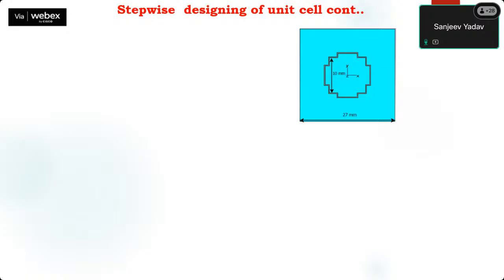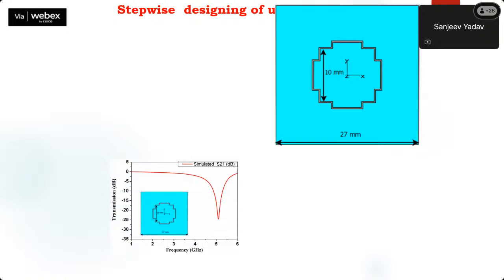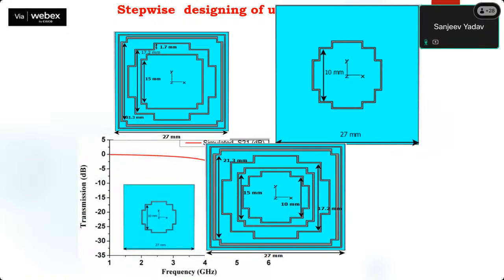Now we come to the 5th ring. It is resonating at 5 gigahertz. Then again, we combine the 4 rings and this ring. 5 rings we have combined, and the structure will look like this.